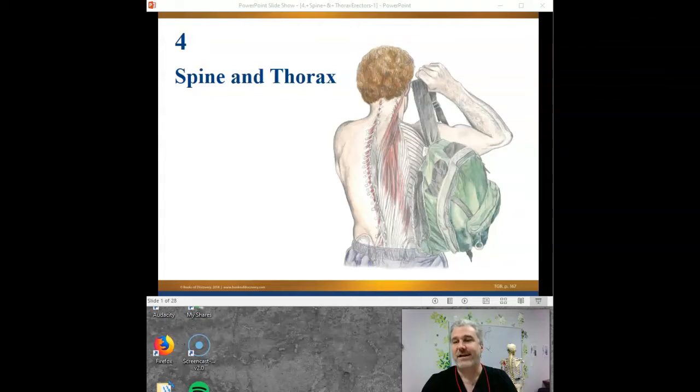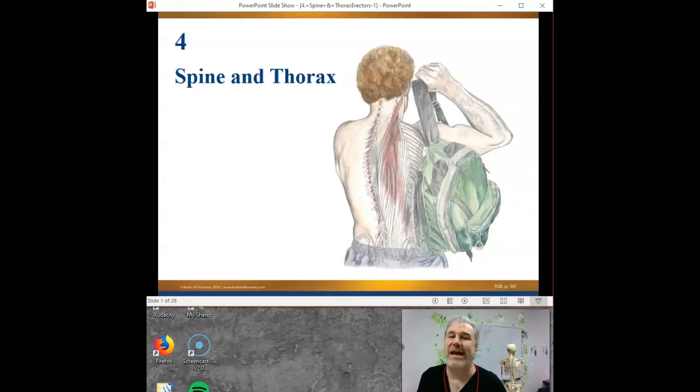So, last day of new material for this class. Let me share my screen. Okay, all right, everybody. Hopefully you can see the Chapter 4, Spine and Thorax. We are going back to Chapter 4.